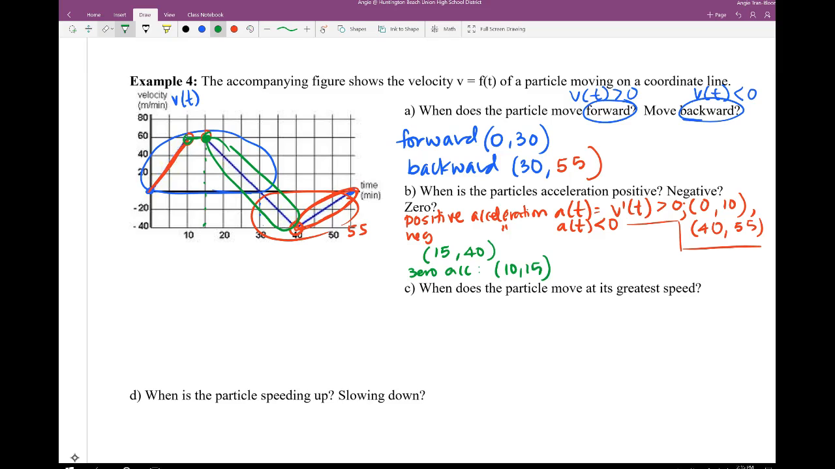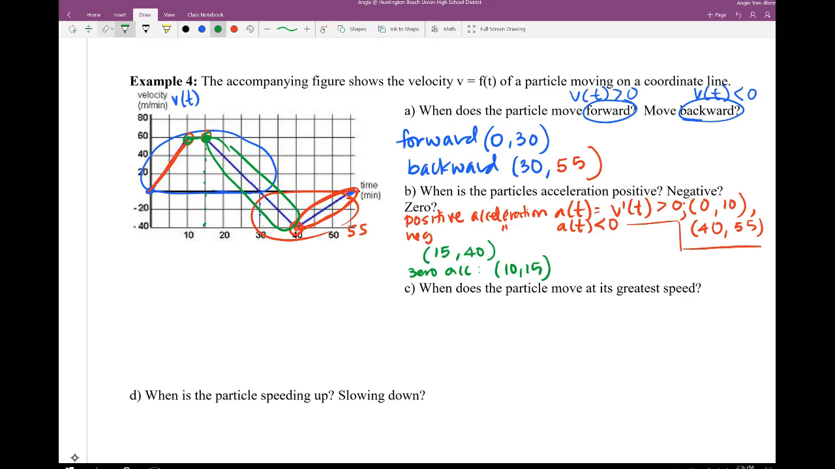So positive acceleration is really, you are looking at the positive slope for velocity. The negative acceleration is you're looking at negative slope for the velocity, or from the velocity graph. Then 0 means you're looking where the slope is 0 from the velocity graph.